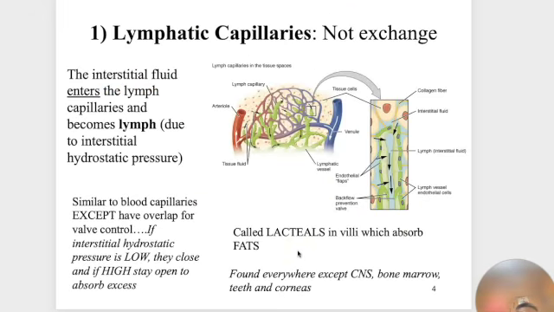Let's see if we can get to a better picture of the lymph. Okay, here it is. Here's that open-ended vessel, okay. The interstitial fluid enters the lymph capillary and becomes lymph fluid, okay, due to hydrostatic pressure. Remember, as the pressure goes, some of it leaks out into the interstitial fluid and then is absorbed into the lymph, okay. Now this one, you'll see this term a lot, lacteal. Lacteal in the villi absorbs fat. So fat goes into the lacteals, okay. Similar to blood capillary, except they have overlap with valve control. So again, it's another system of vessels, okay.